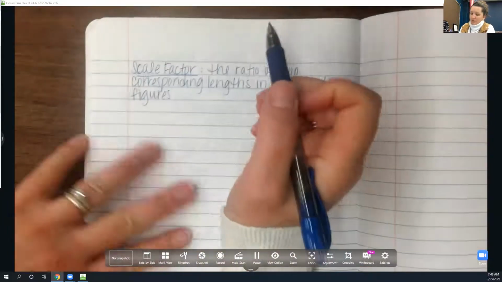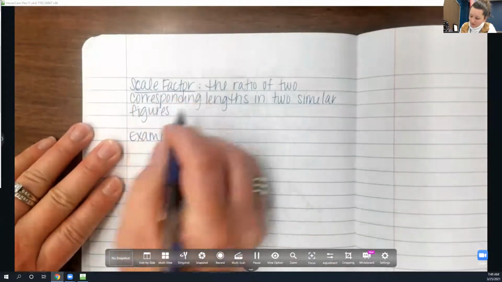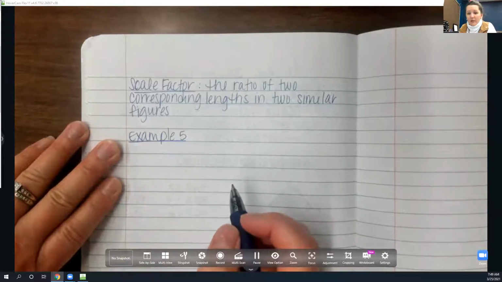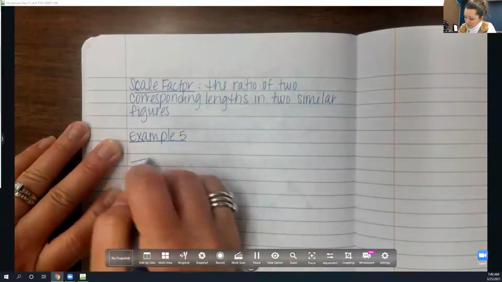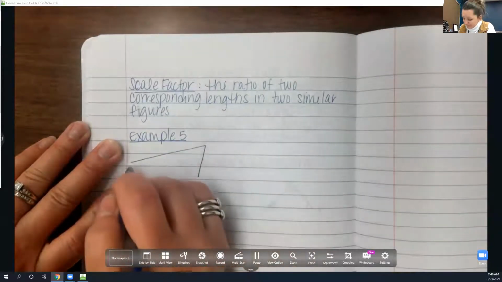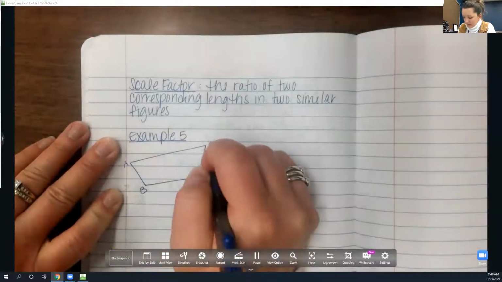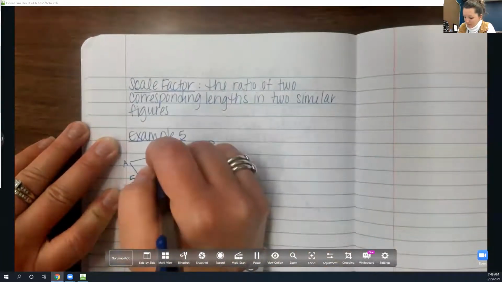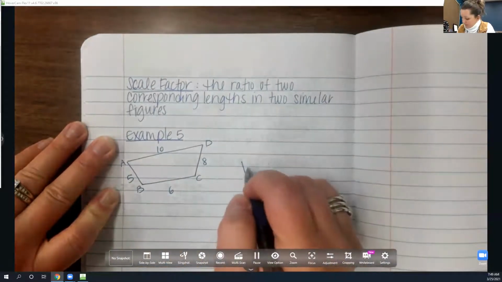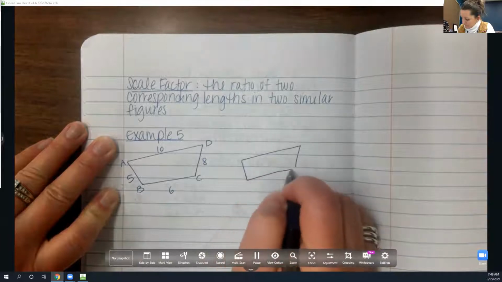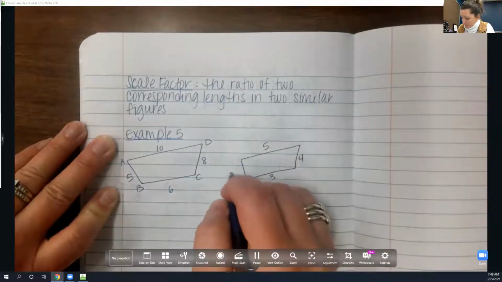So let's look at example 5 here. We have a few more. I know these are a little bit long in our notes here. What is the scale factor of quadrilateral ABCD to quadrilateral EFGH? So we're going to find the scale factor here. We already know that they're similar. This is A, B, C, D. Draw it with me, and remember we've got to draw and label. 8, 6. And here is the smaller one: 3, 5, 4, and 2.5.